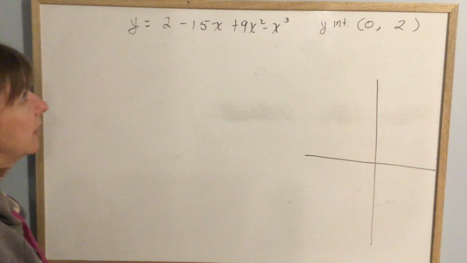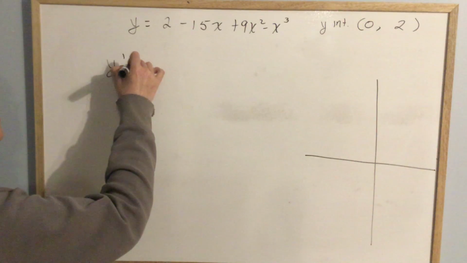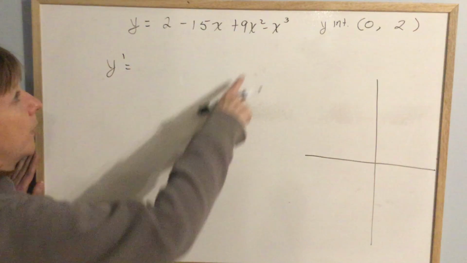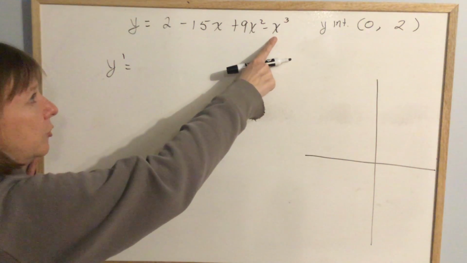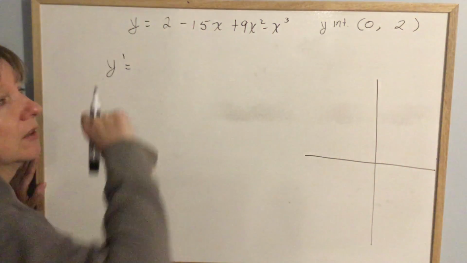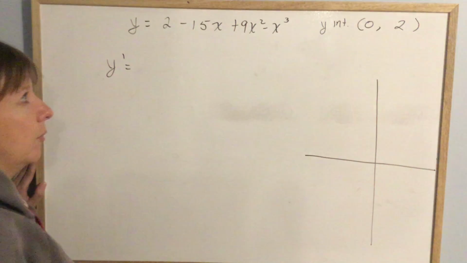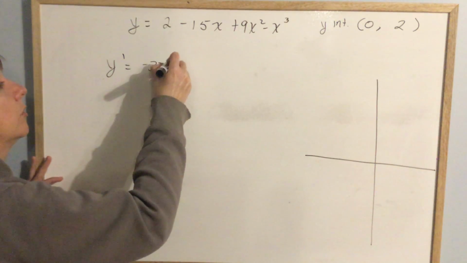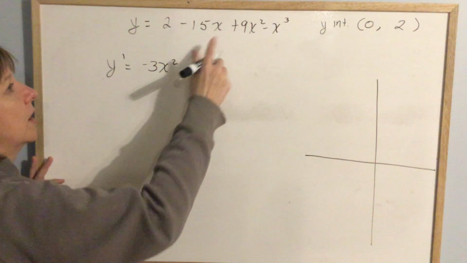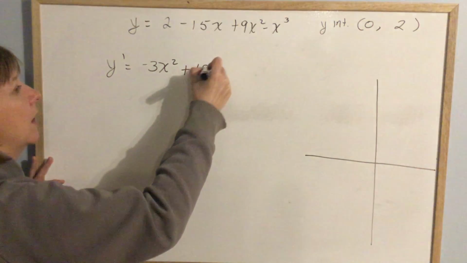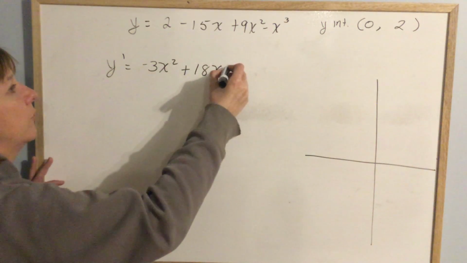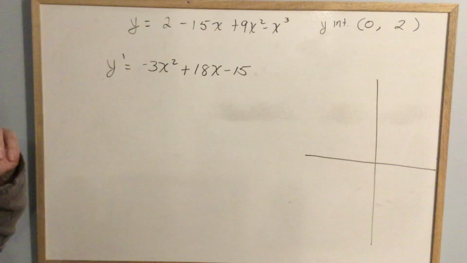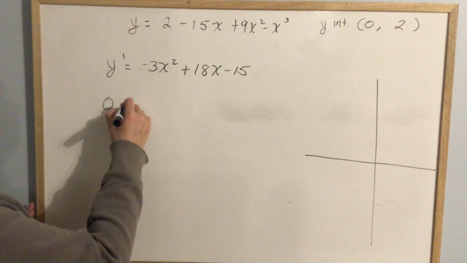So I'm going to find where it is increasing and where it is decreasing. I'm going to find my first derivative. Now again, I don't like it in this order. So I'm actually going to do the derivative backwards. I'm going to do the derivative of this, then this, then this, then this, because I like it better that way. So the derivative of negative x cubed is negative 3x squared. The derivative of 9x squared is plus 18x. The derivative of negative 15x is minus 15. And then the 2 is 0. I'm going to make this equal to 0.